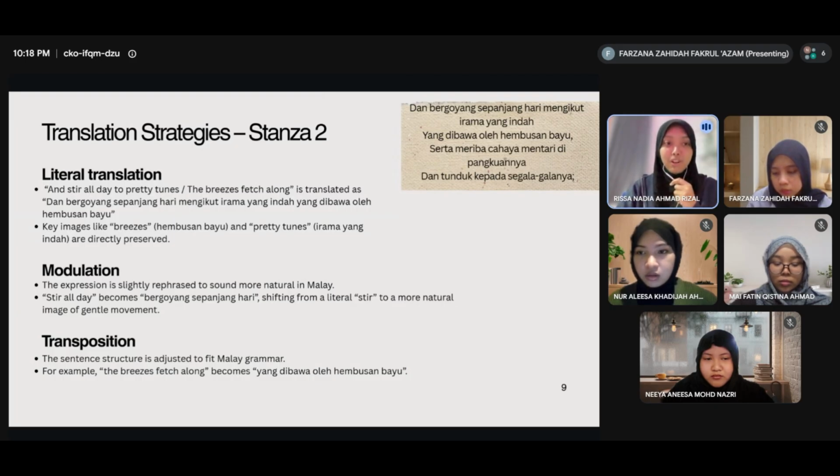And last but not least, transposition is used by changing the grammatical structure to fit Malay language rules. For example, the breezes fetch along becomes yang dibawa oleh hembusan bayu. This change ensures the sentence flows naturally in Bahasa Melayu while maintaining the original meaning. So overall, these strategies help preserve both the meaning and the poetic beauty of the original stanza. That's all from me. I'll be passing it to translator 3.